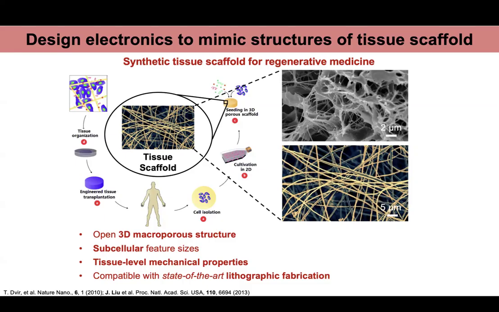So in the very beginning, we were thinking: why not build the electronics by mimicking those synthetic tissue scaffolds? They also have a 3D microporous structure, subcellular feature size, and tissue-level mechanical properties. But most important, to enable the technology to be scalable, meaning that a couple or hundreds of the sensors that you build in the lab can directly translate into industry to build thousands to millions of them, this electronics still needs to be compatible with state-of-the-art photolithographic fabrication, a scalable fabrication technology.